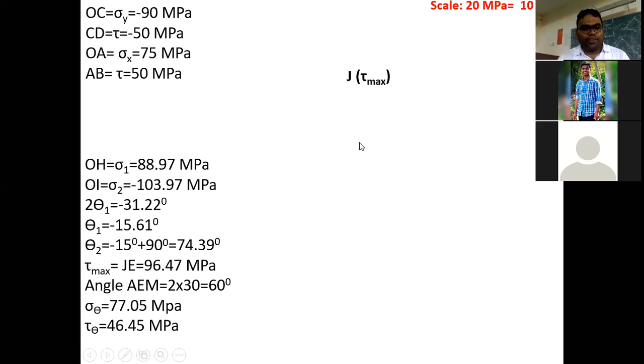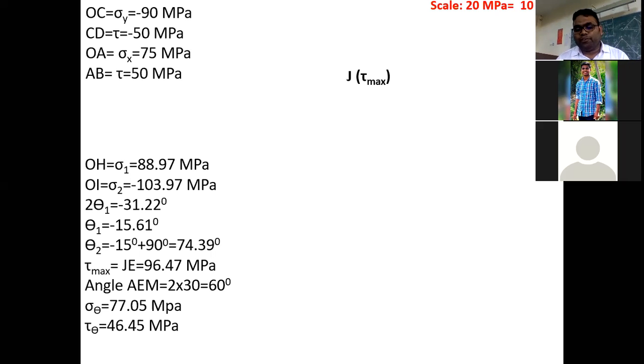So this data is given, you might remember that. We have sigma x 75 megapascal given in the question, and the corresponding value of tau is plus 50 megapascal, because where sigma x is acting the tau is in a clockwise direction, that's why it's positive, and opposite, sigma y is equal to minus 90, and in the plane where minus 90 is acting, the shear stress is minus 50. So this is the given data, you write it over here.